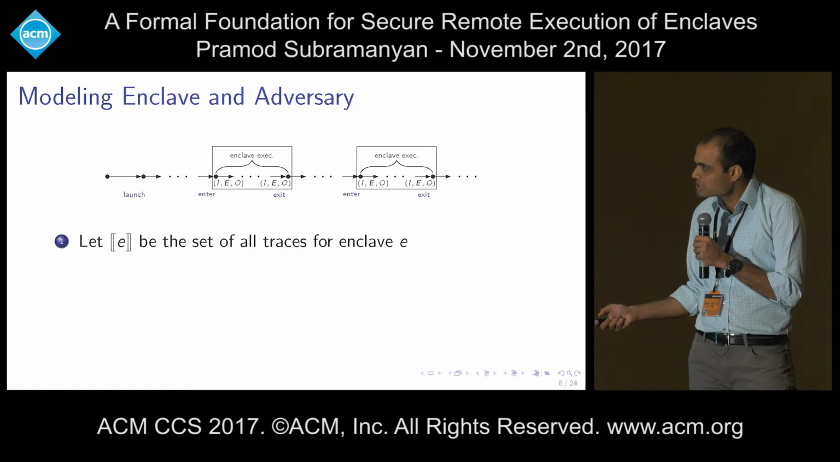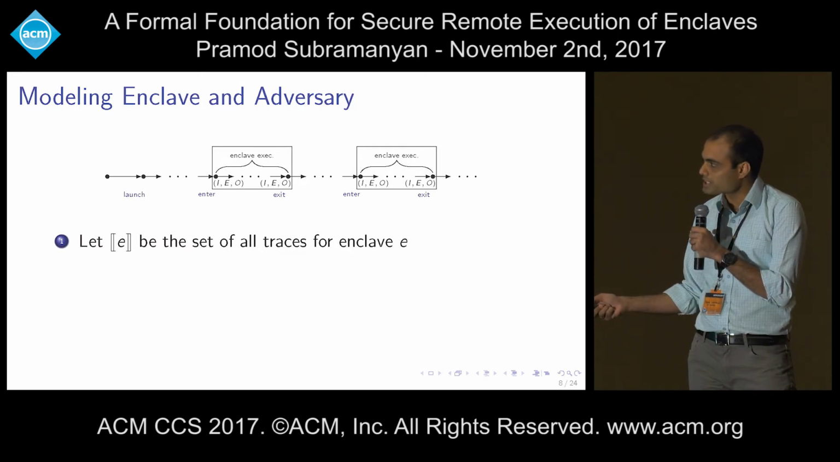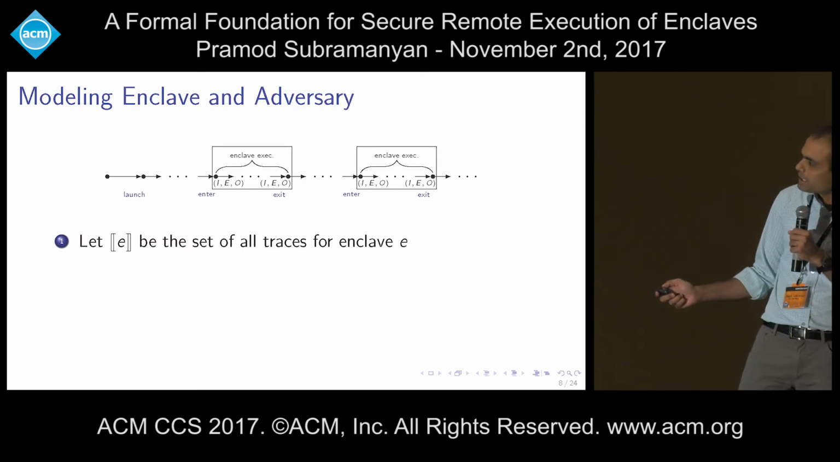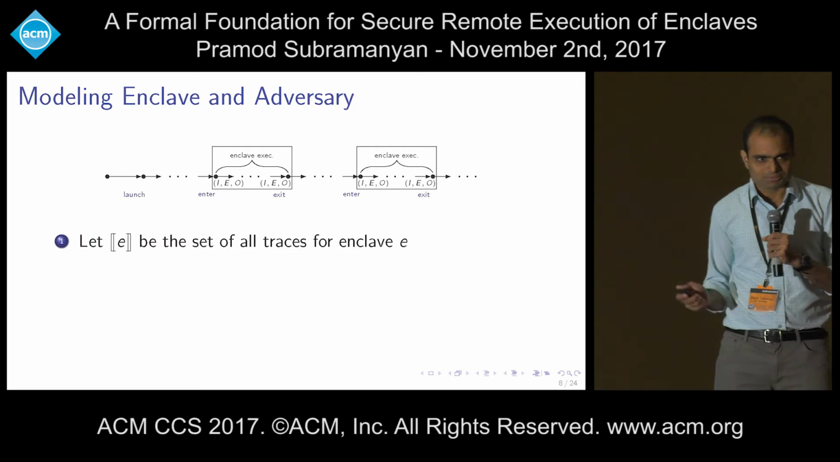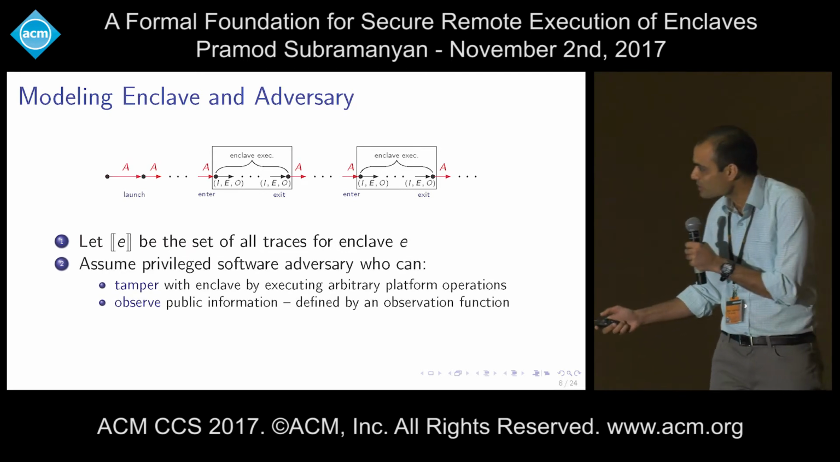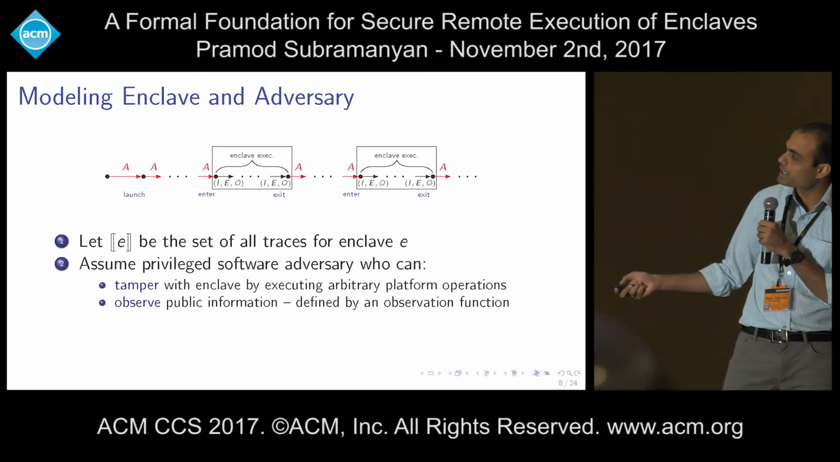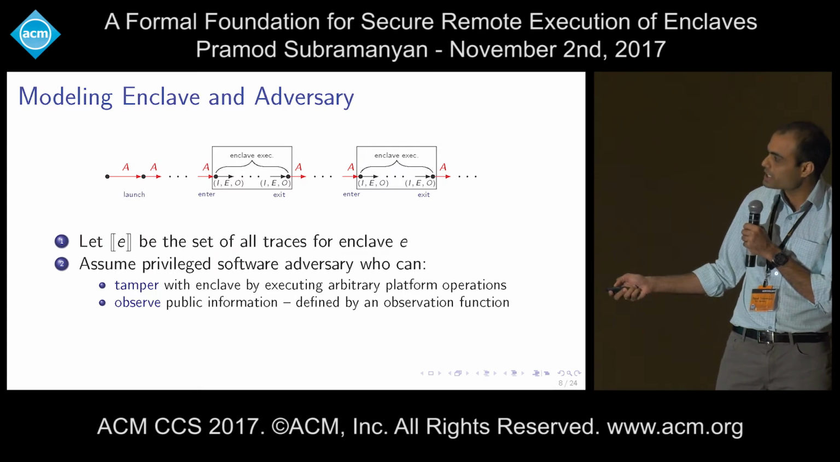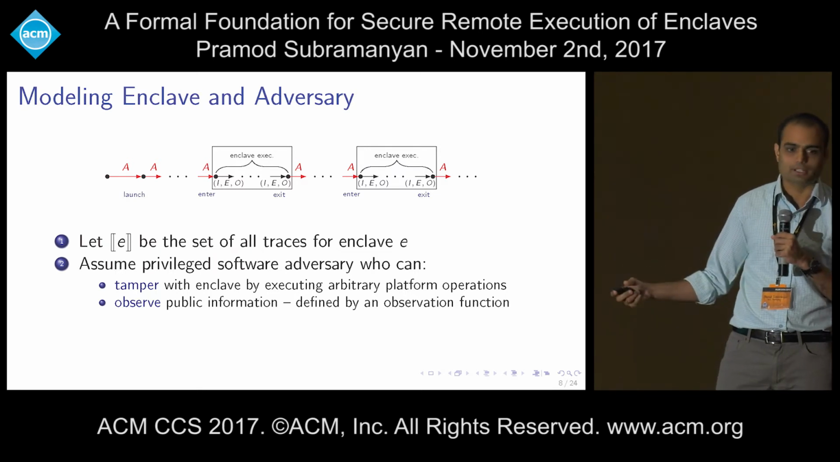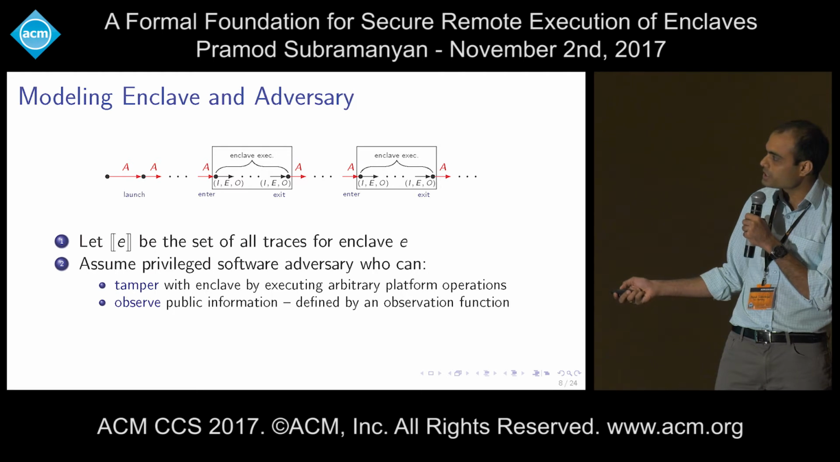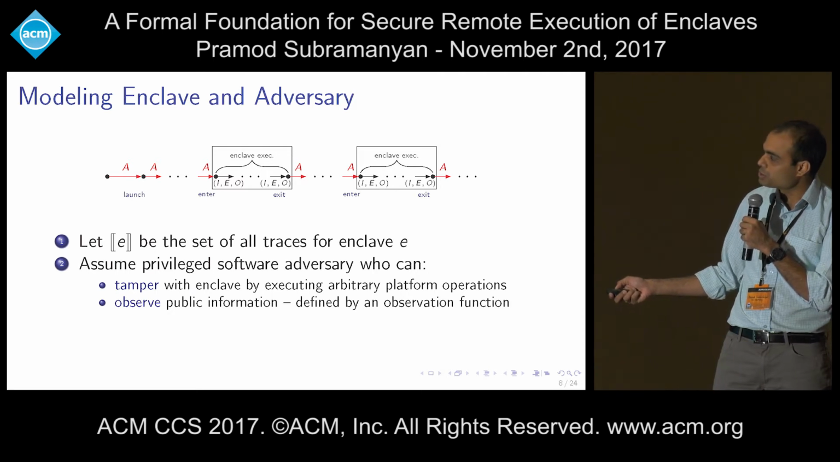So let me use this notation here, traces of the enclave, to denote all traces that a particular enclave can have within these two boxes. This is the only notation I have given, so don't worry. Now, we are also modeling an adversary. An adversary gets to execute along with the enclave concurrently. So the enclave and the adversary take turns executing, and we model two things the adversary can do.